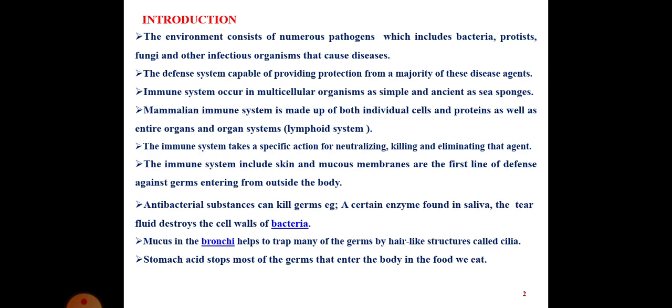The immune system includes skin and mucous membranes, which are the first line of defense against germs entering from outside of the body. There are antibacterial substances which can kill germs, for example certain enzymes found in saliva and tears. That fluid destroys the cell walls of bacteria. Next, the mucus present in the bronchi helps to trap many germs with its hair-like structures called cilia. Likewise, stomach acid stops most of the germs that enter the body in the food that we eat.